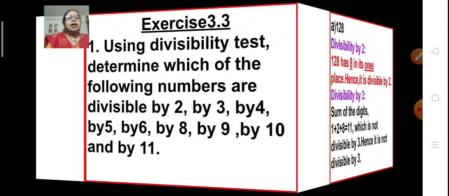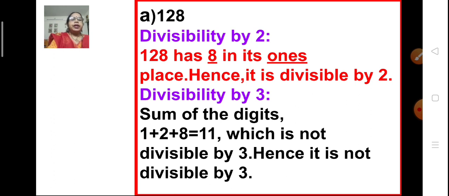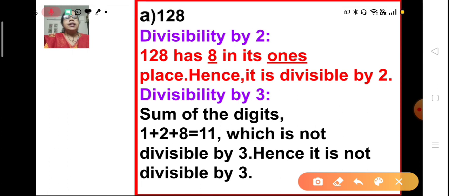Let's take the first example, 128. Its divisibility we have to check by 2, 3, 4, 5, 6, 8, 9, 10 and 11. So let's check first its divisibility by 2. What is the rule? The number should be even, that means the digit in ones place should be divisible by 2. Here in the number 128, 8 is in ones place, and 8 is divisible by 2, so the number is also divisible by 2.